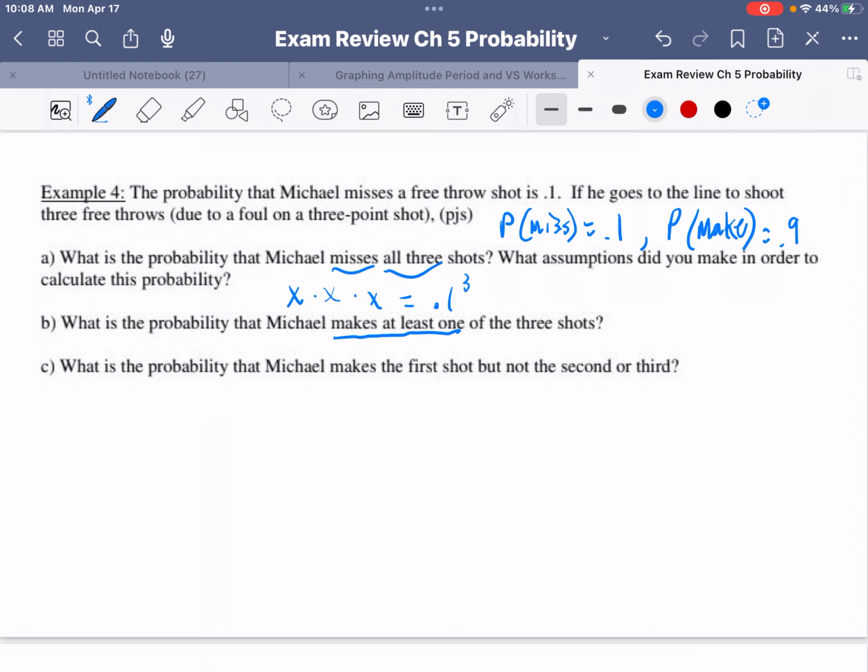What is the probability that he makes at least one? It would be far easier to say that that's equal to 1 minus the probability of the complement, which is misses all. So 1 minus the probability of misses all is 1 minus 0.1 cubed from the answer above. What is the probability that Michael makes the first, but not the second or third? That would be a make, a miss, and a miss: 0.9 times 0.1 times 0.1. Get your answer.